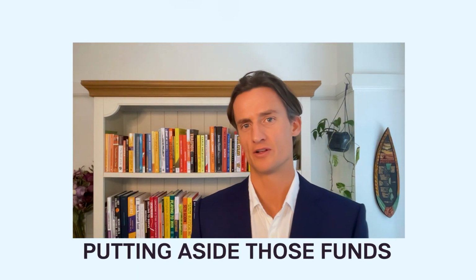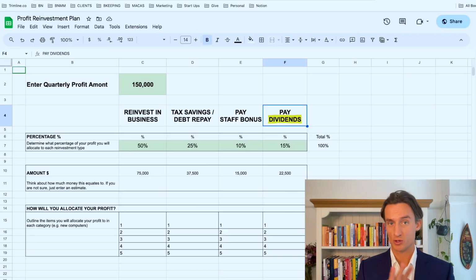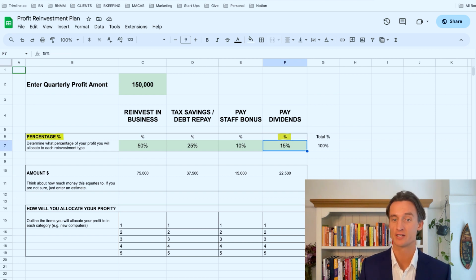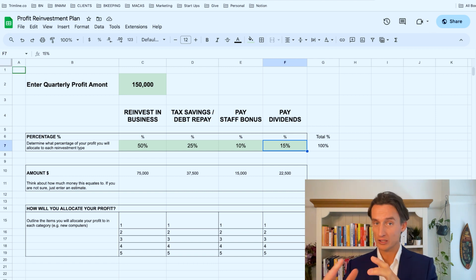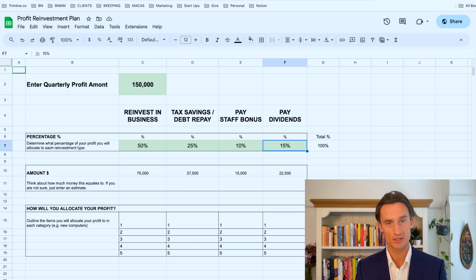Some people have incentive plans or profit share with staff. You need to be putting aside some of those funds into a different bucket as well, and make sure you're considering that. Dividends is obviously the most common goal for a lot of founders and owners. It's all about working out what percentage can you draw out of the business as dividends and what percentage do you need to leave in. So a really simple split for some people will be that at the end of the quarter, you might take 50% of those profits as a dividend. You leave the other 50% in the business for other purposes.